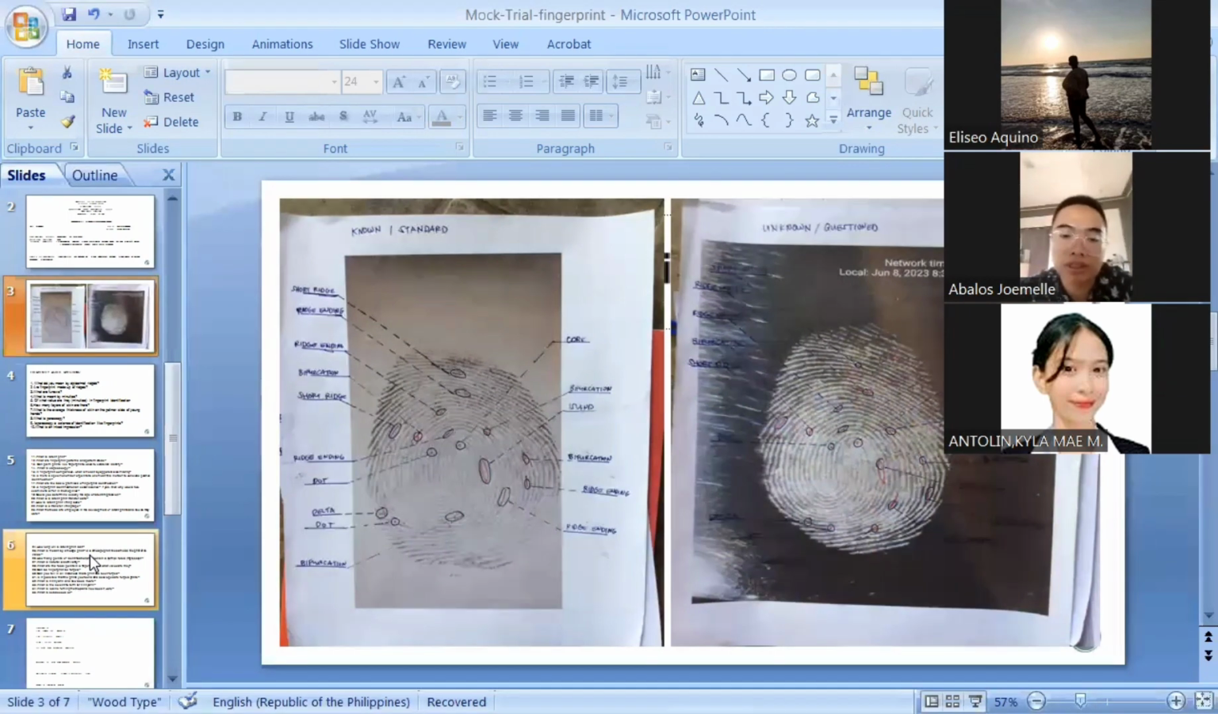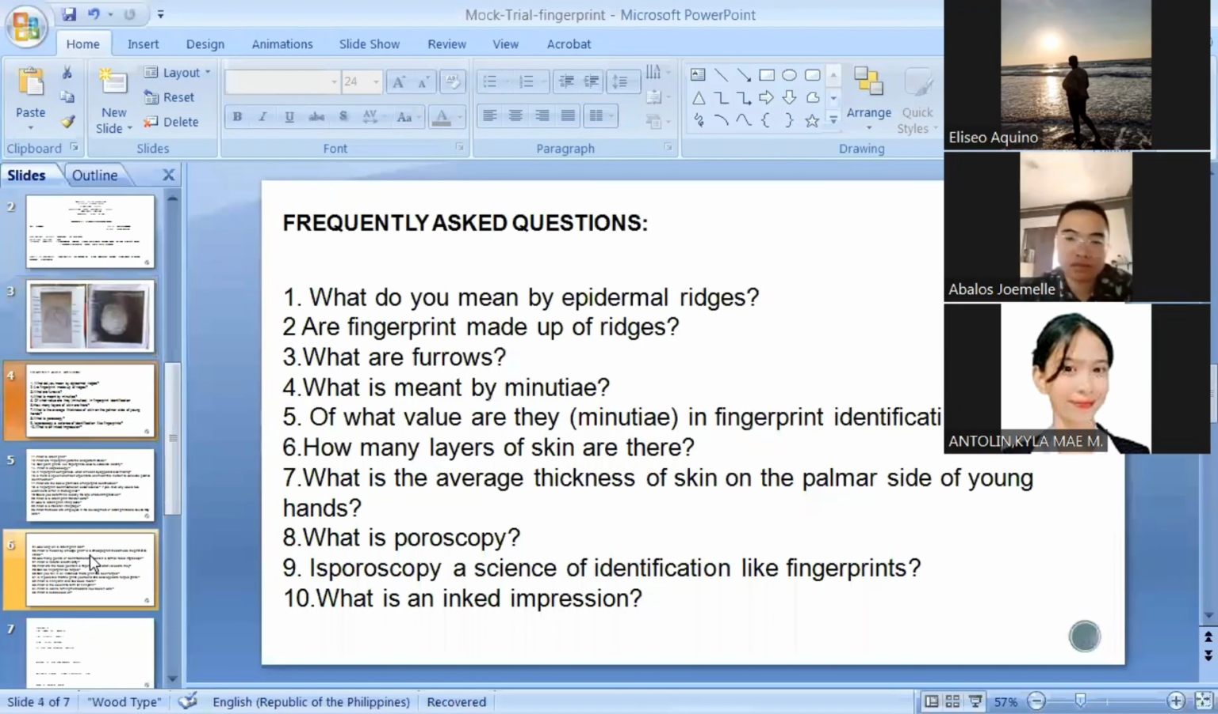Next, a question. What do you mean by the epidermal ridges? Epidermal ridges are the ridges in the epidermis layers of our skin. Are fingerprints made up of ridges? Yes, they are made up of ridges and furrows. What are furrows? These are the depressions and canals between our ridges.